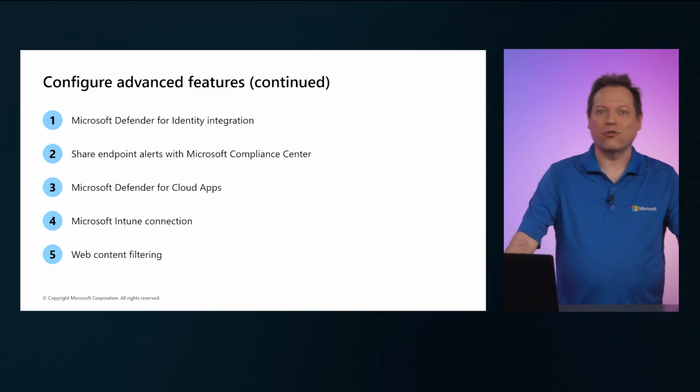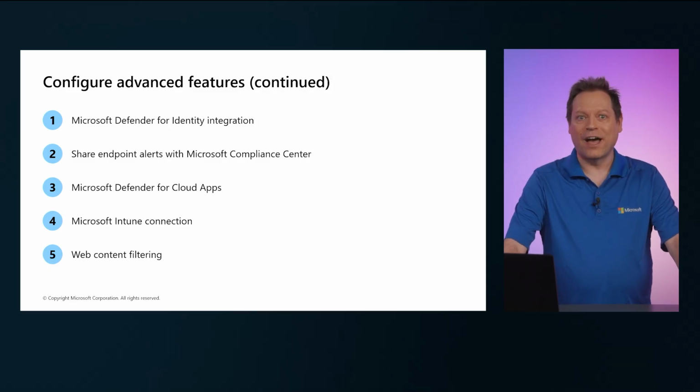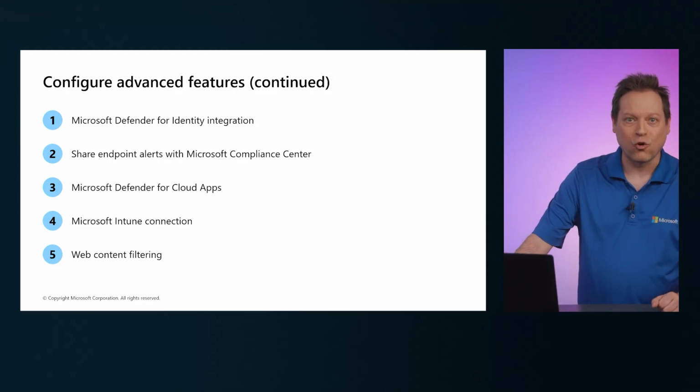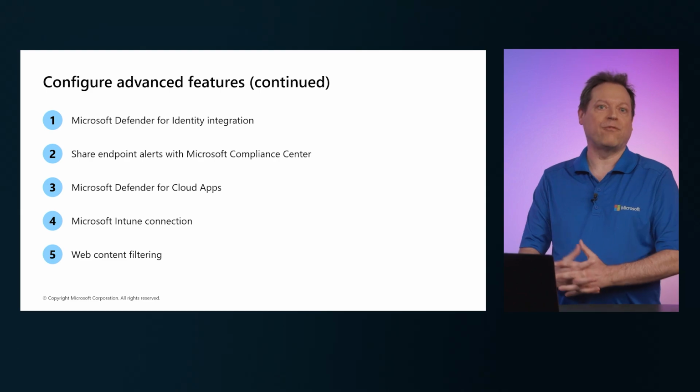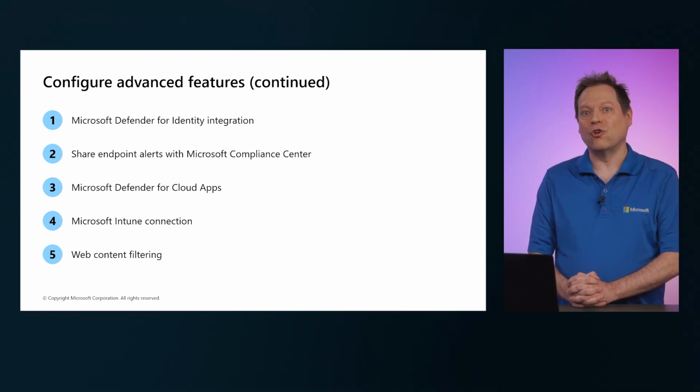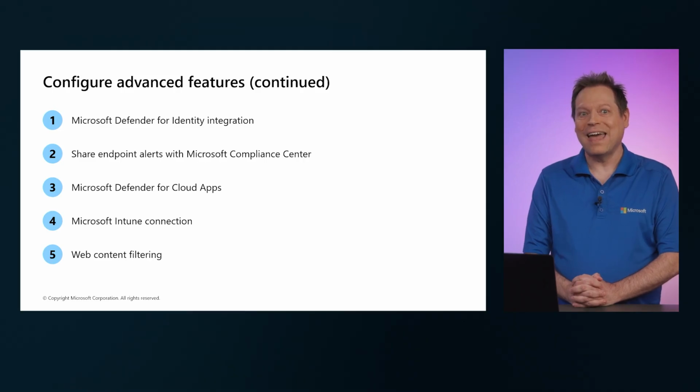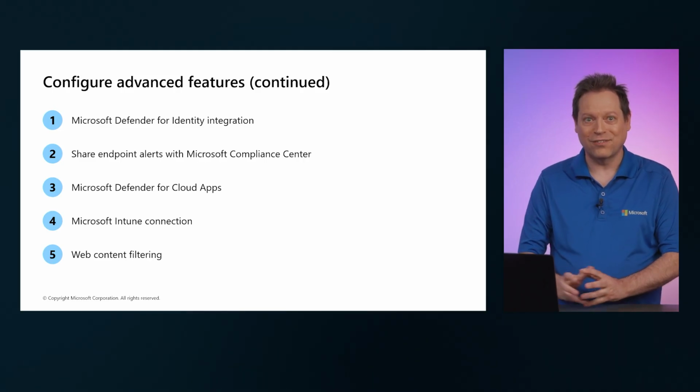Web content filtering can be enabled to help control access to risky categories of content. And Microsoft Secure Score can receive Defender for Endpoint signal, so Secure Score reflects your device security posture and improvement opportunities.